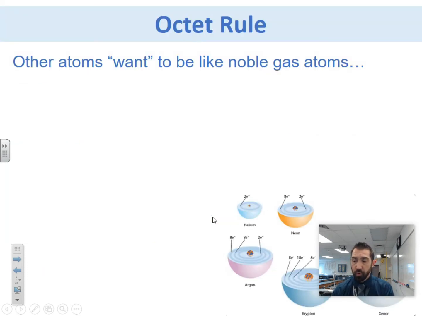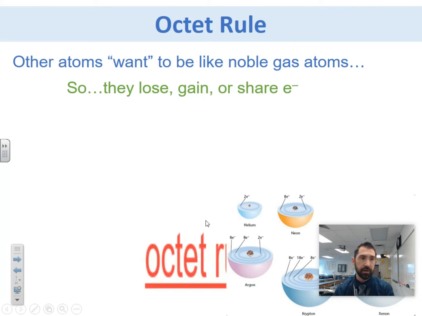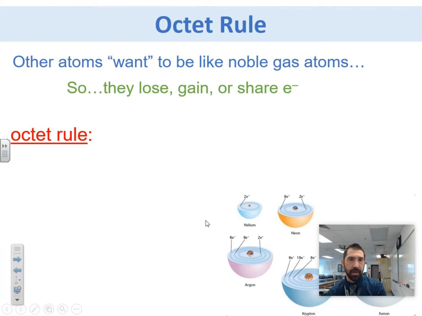So let's talk about an important rule that's going to guide us through this entire unit. It's called the Octet rule. I'd mentioned before to some classes that really when atoms are bonding, whether it's covalently or ionically, they're jealous of the noble gases. And we don't want to personify atoms too much, but they want that stable, low energy configuration. So they'll lose, gain, or share electrons to do it. And that leads us to the Octet rule.